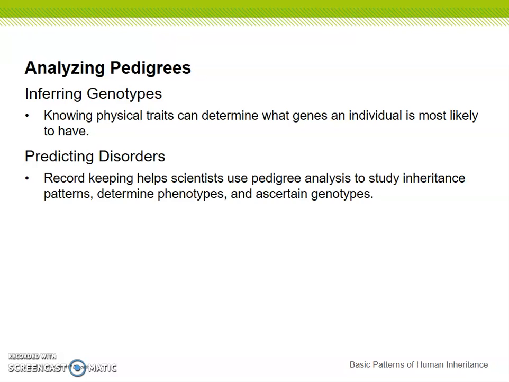So if two people that have cystic fibrosis in their family get married, they both have it in their family, they could be carriers. So a lot of times they will go to a genetic counselor who is a scientist to help them figure out their risk of having a child that has cystic fibrosis.